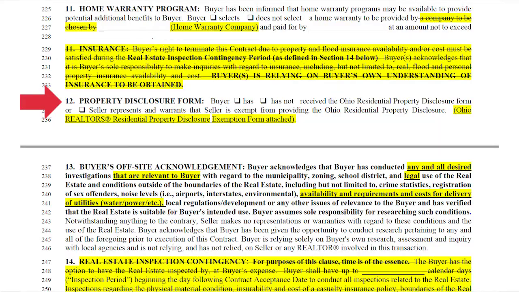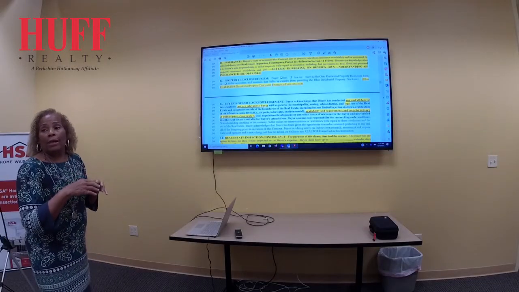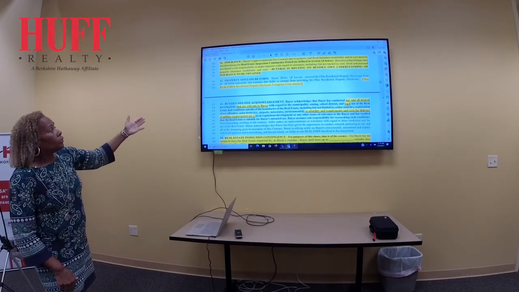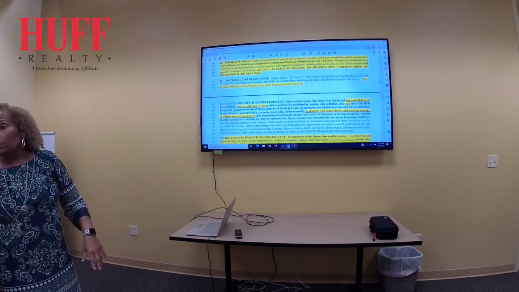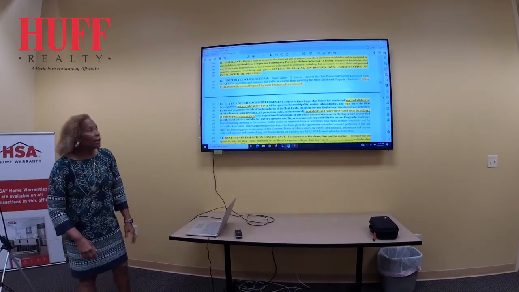So the property disclosure form, this is just basically saying that they've received it or they haven't. And if they're exempt from providing it, this is obligating you pretty much to use the form that's been created by the board that says that the property's exempt, like new construction or something like that.